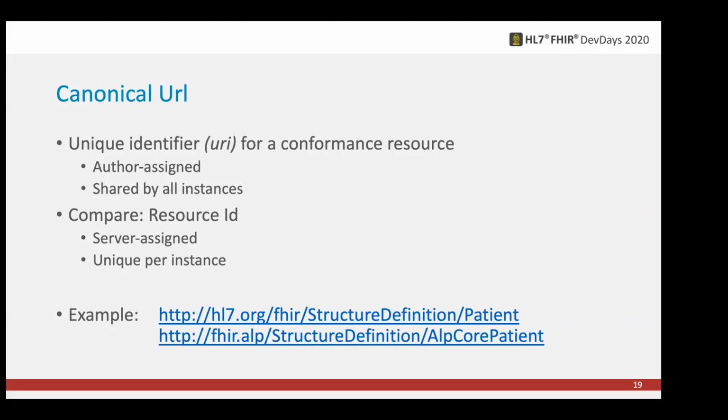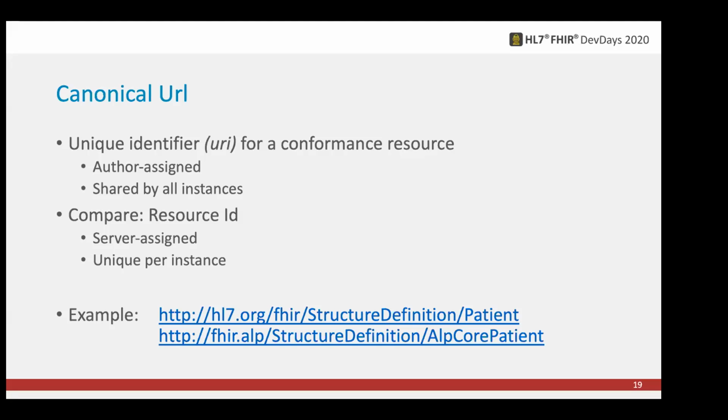Now, important to know is that all of the conformance resources will have to have a unique identifier. That unique identifier takes the form of a URI. The author of that conformance resource is responsible for creating a unique URI for that particular conformance resource. And wherever that resource travels, it will always keep that same unique identifier. So we call it a canonical URL, and that is the thing to use whenever you are searching for a particular conformance resource.